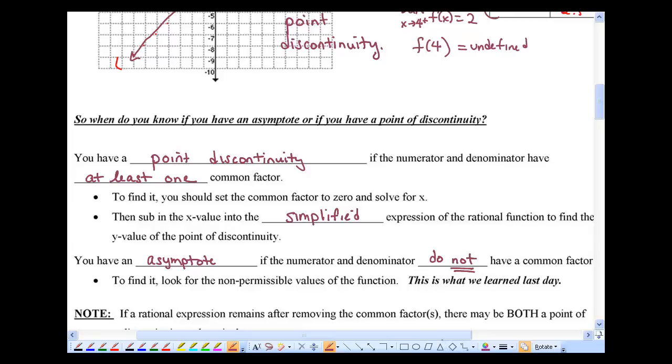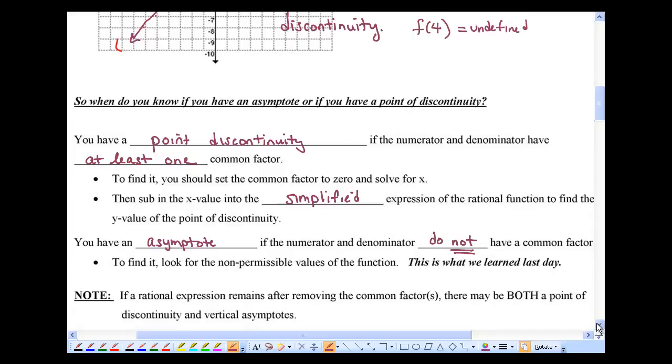Now, it's not an either-or thing. If a rational expression remains after removing the common factors, there may be both a point of discontinuity and vertical asymptotes. And we'll see an example like that later on. Okay? Let's turn the page and let's deal with some more interesting rational functions.